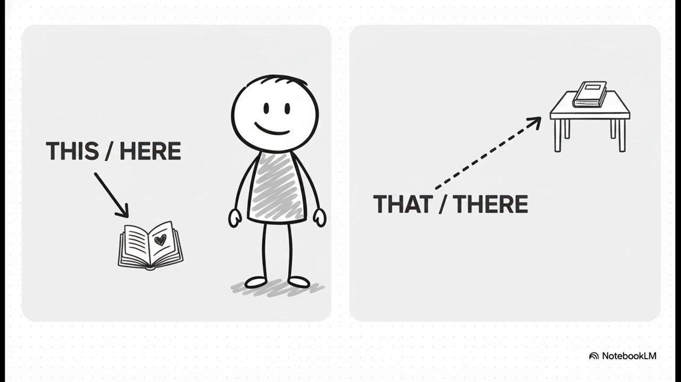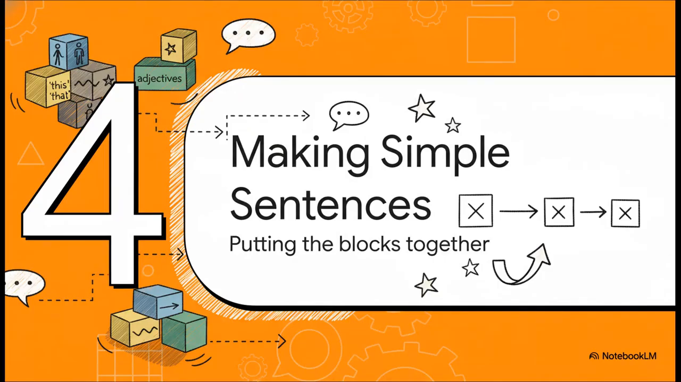Now look at the right side. If something is far away from you, you use the words that and there. For example, if that same book is on a table across the room, you can say, that book is there. Let's practice those. Repeat after me. That, there. So the rule is simple, right? For things close to you, this and here. For things far from you, that and there. You are making absolutely wonderful progress.